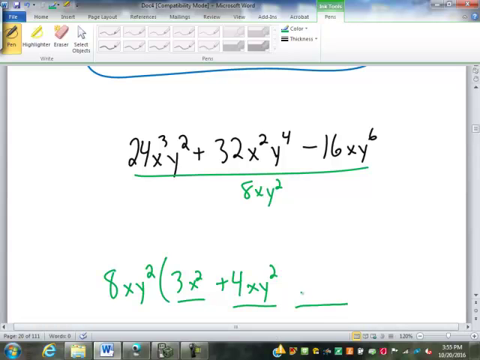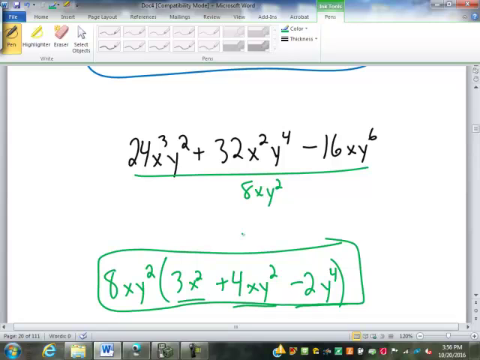Our next one, negative 2y to the 4th. Good. Negative 16 divided by 8 is negative 2. X divided by x divides out. Y to the 6th divided by y squared is y to the 4th. How many of you got that?